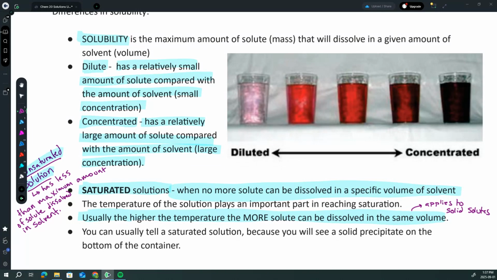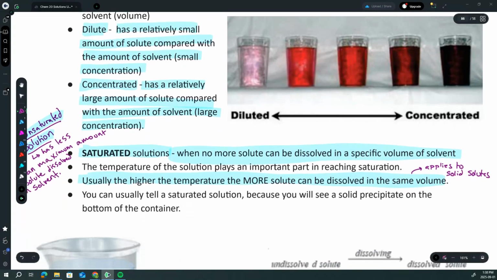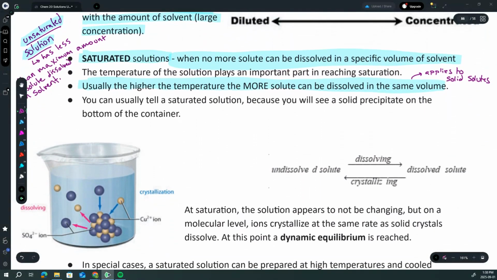So usually you can tell that you have a saturated solution because you're going to see a little bit of solid precipitate at the bottom of the container. So a little bit of solid at the bottom of the container. And what's happening here is within the container there is this thing called dynamic equilibrium happening.